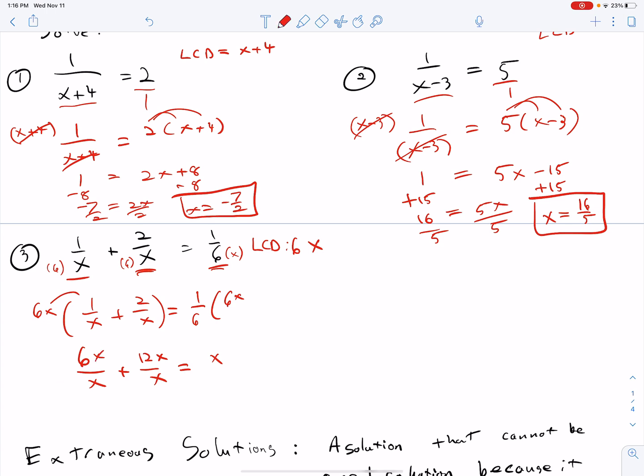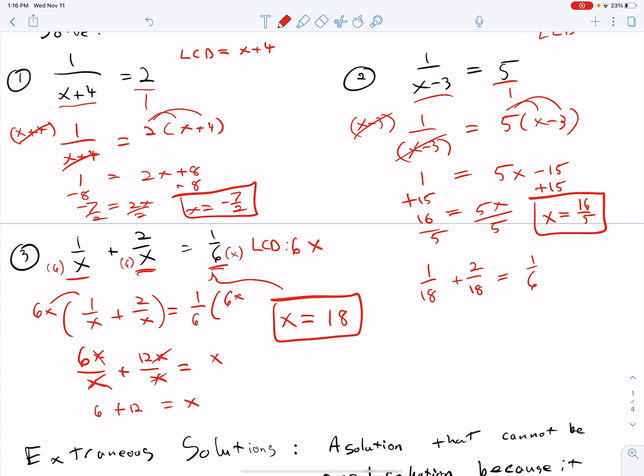So we can simplify by crossing out those x's. That's going to leave us with 6 plus 12 equals x. So x equals 18. So what if we plug that 18 back into our original equation? Let's see if it's true. We have 1 over 18 plus 2 over 18 equals 1 over 6. So that's 3 over 18 equals 1 over 6. Yep, that checks out. That is one of our solutions.